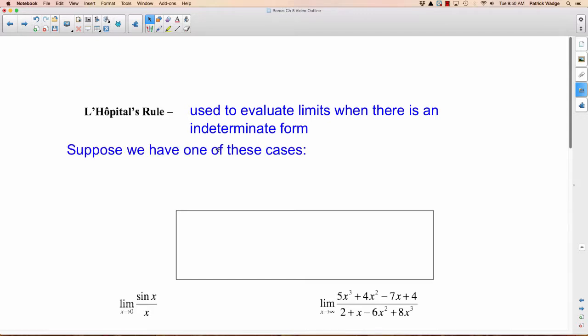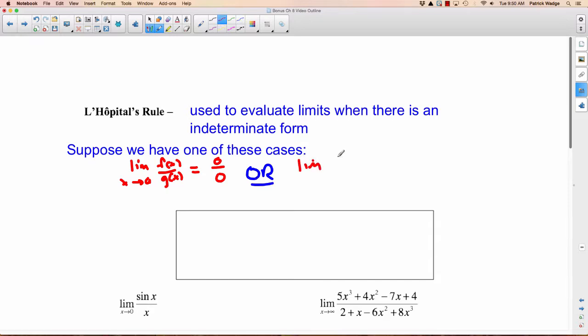Suppose we have one of these cases. The limit of f of x divided by g of x as x approaches a equals 0 over 0, or the limit of f of x divided by g of x as x approaches a is infinity over infinity. And this could be plus or minus and plus or minus here. So it could be positive infinity over positive infinity, positive infinity over negative infinity, or negative infinity over negative infinity. Any of these cases.